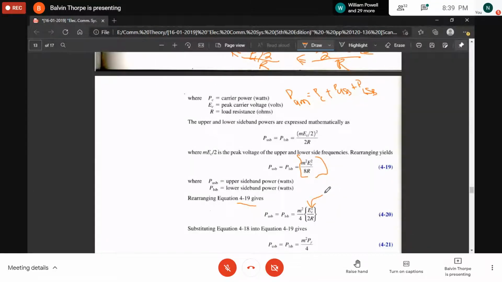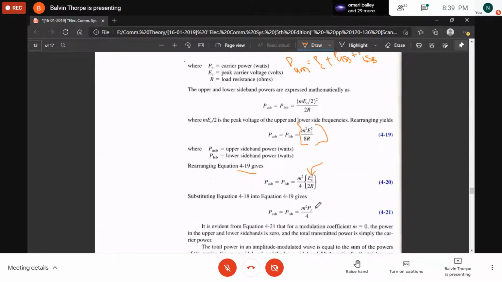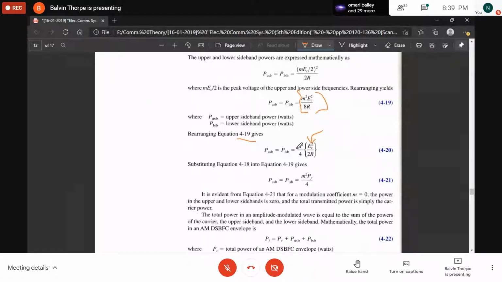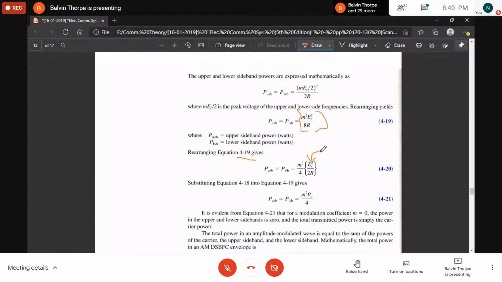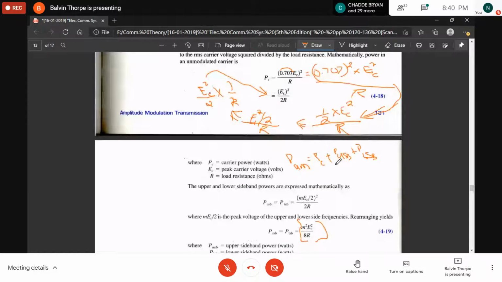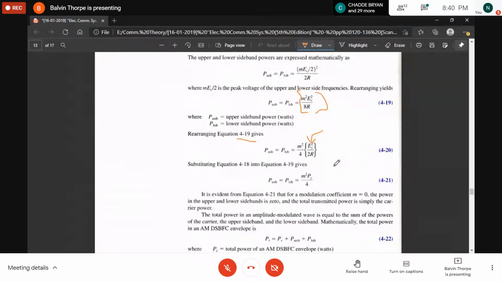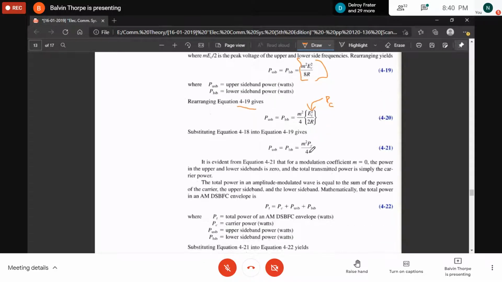This actually is the power in the carrier. So now we can write that the power in the sideband equals a quarter of the power in the carrier, right? We know that this is actually PC because we did that calculation already. So therefore, we can rewrite this expression as this.